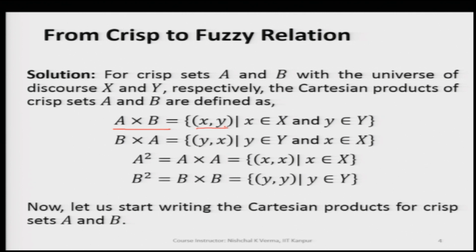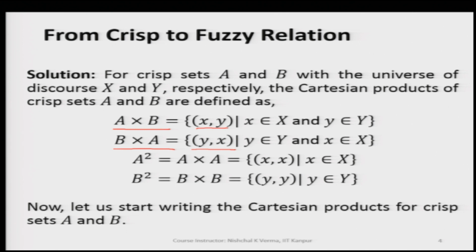So, the first element will be from the set A, and the second element of the pair will be from the set B, and then we collect all the formed pairs in the set, and this is A cross B. Now, when we are interested in finding B cross A, this will be a set of all the pairs of y and x, meaning the first element is coming from the set B and the second element from the set A. So, it is to be noted that the order in which the pairs are formed is very important in the Cartesian product.